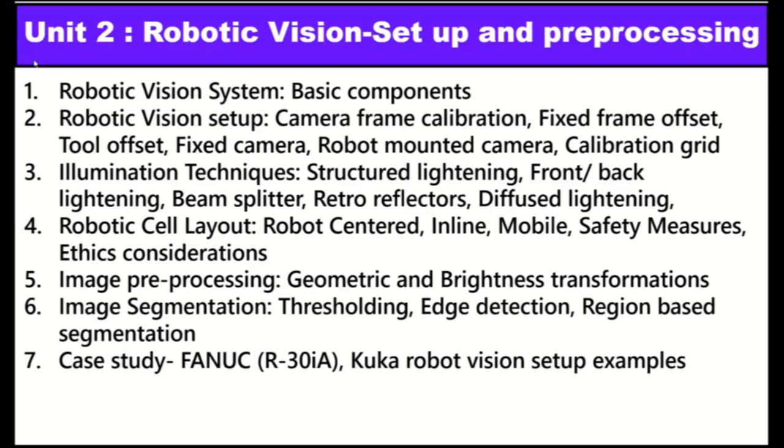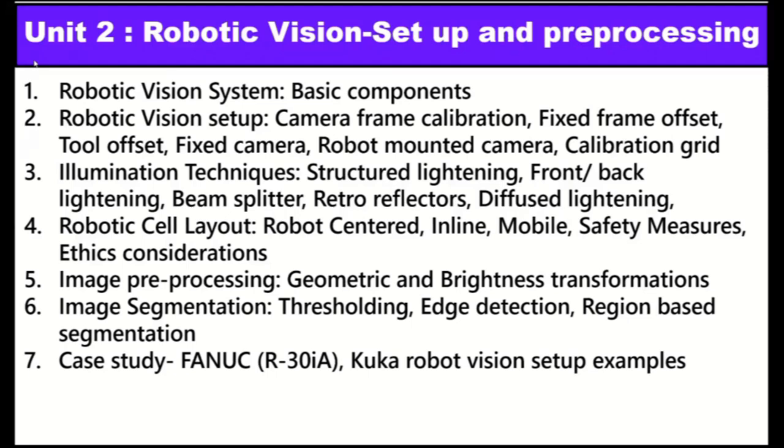That's why in this unit we talk about illumination, how to provide light, and exactly where we want to position the camera. Similarly, we will talk about different cell layouts, because we have to arrange all these camera parts and operations correctly and in order. So the first part of robotic vision is setting up the camera, setting up the vision system.